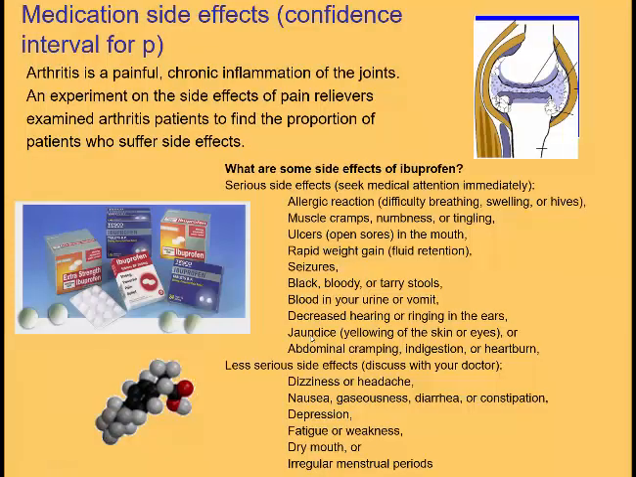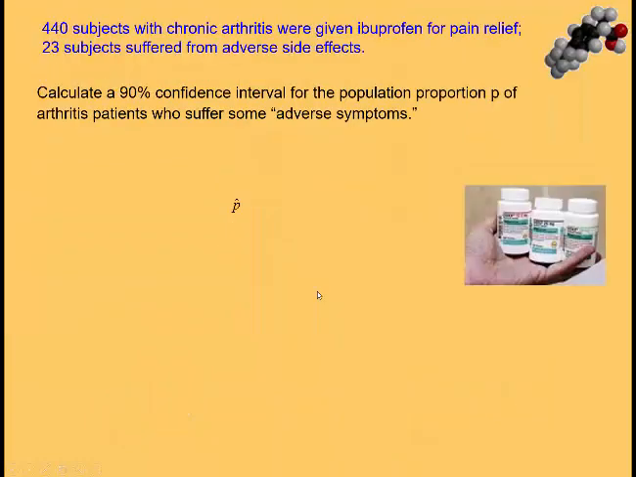All right, let's do another example real quick, and this is about medication side effects. Arthritis is a painful chronic inflammation of the joints. So an experiment on the side effects of pain relievers examined arthritis patients to provide the proportions of patients who suffered from side effects. So people who were taking ibuprofen to deal with their arthritis, what proportion of them might have experienced some of these side effects right here. All right, so here's what they did.